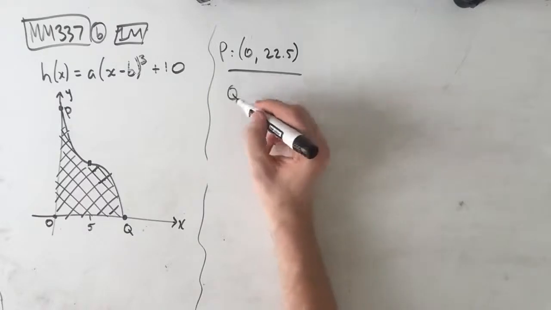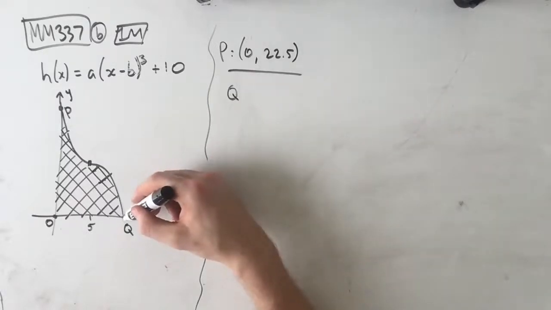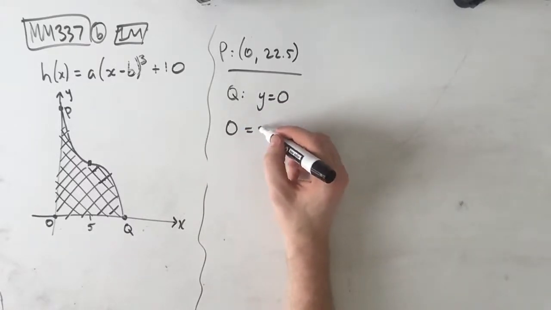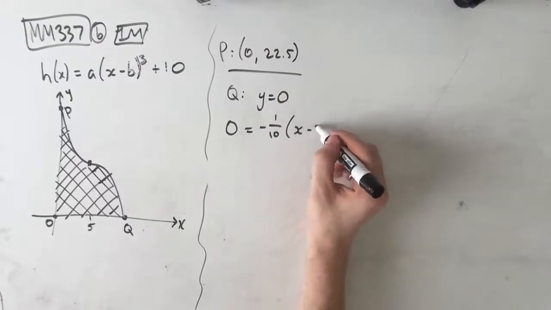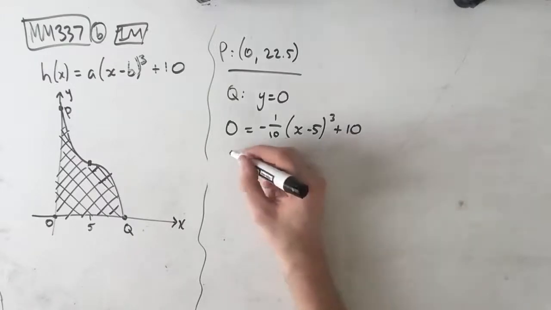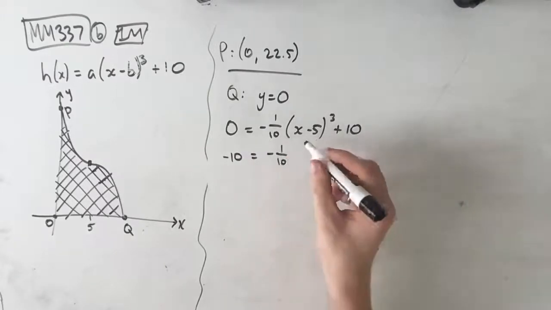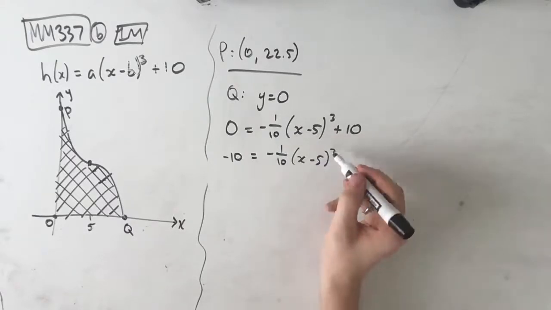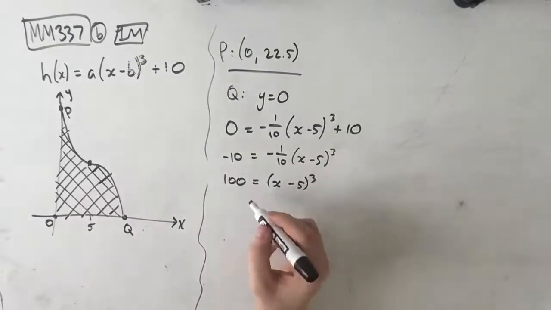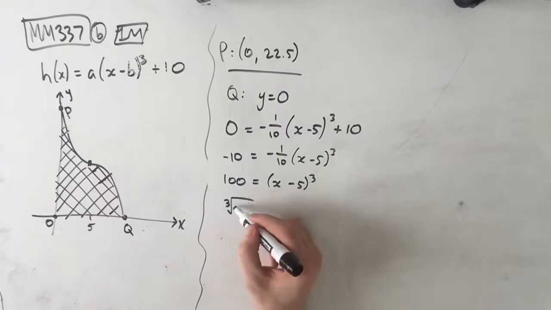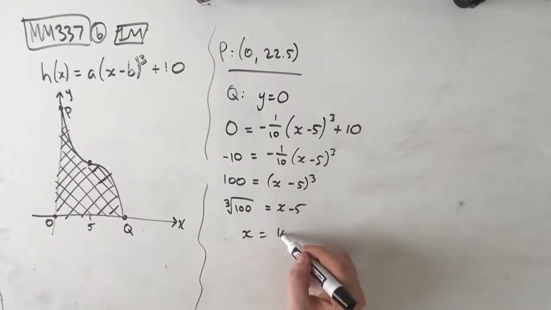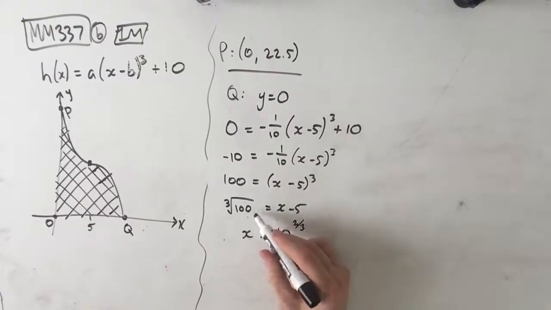So Q, on the other hand, occurs on the x-axis, right? Which is when y equals 0. So 0 is equal to a, which is -1/10, times (x - 5)^3 + 10. Awesome. Now from here we're going to minus 10 from both sides, so we get -10 = -1/10 (x - 5)^3. Multiplying both sides by -10, we get 100 is equal to (x - 5)^3. And we get the cube root of 100 equals x - 5. So then x equals 10 to the power of 2/3, which is just this simplified.